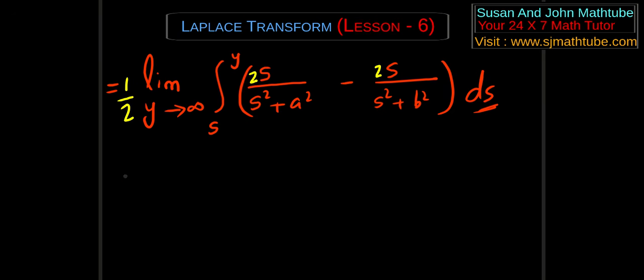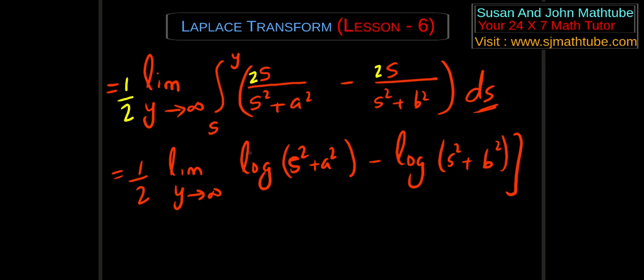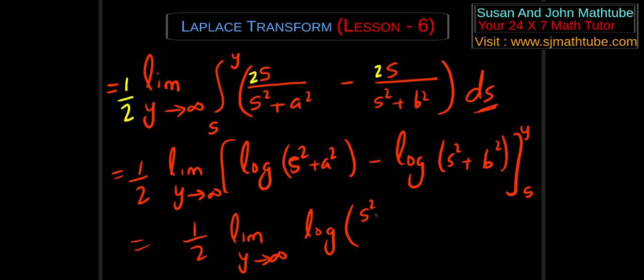So in the next step itself, I will get the answer 1 by 2, limit y tends to infinity, of ln (s square plus a square) minus log (s square plus b square), and that will be 1 by 2, limit y tends to infinity. Of course, you have to write limits s to y. What is log a minus log b? Log a by b.